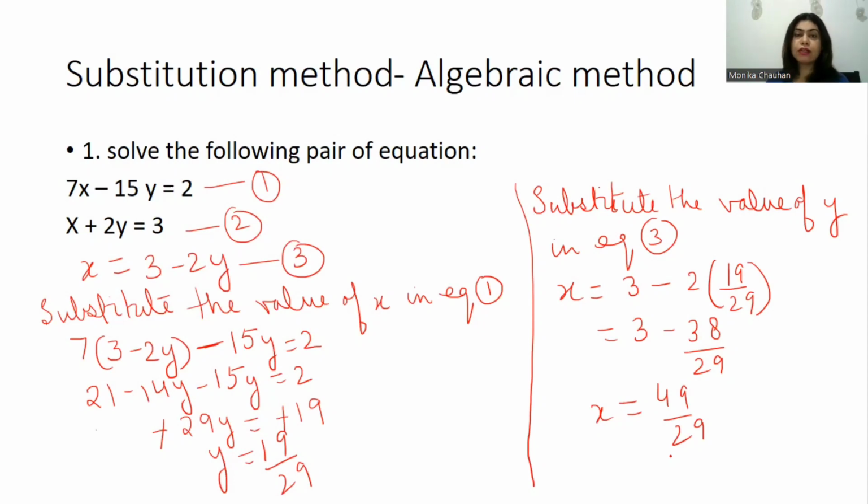The first step is you select any of the equations, equation 1 or 2, but we will ideally select the one which looks much easier, like the one we have selected here in this question, equation number 2. So x is equal to 3 minus 2y, and we will make it equation number 3. Now, we will substitute the value of x in equation 1. This will help us to get the value of y. Once we got y, again we will substitute the value of y in equation 3, and this will give us x is equal to this.